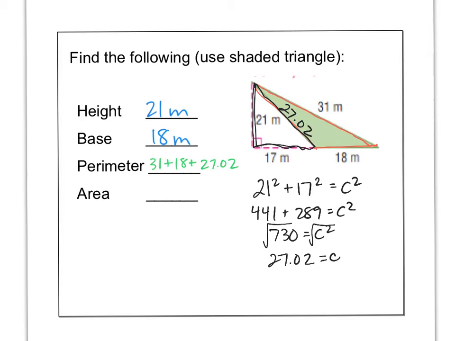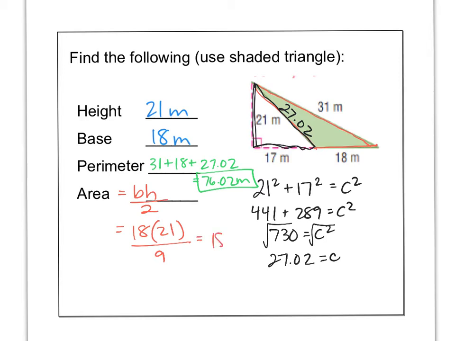And all together I get 76.02 meters. And then lastly, we need to find the area. Now remember, it's a triangle. So we're going to do base times height, divide by 2. Well, we already know the base is 18, the height is 21, and then divide by 2.